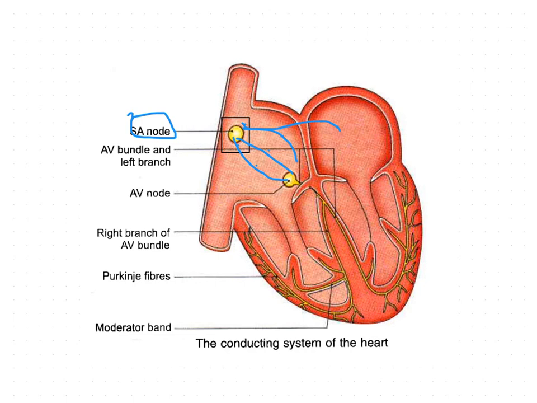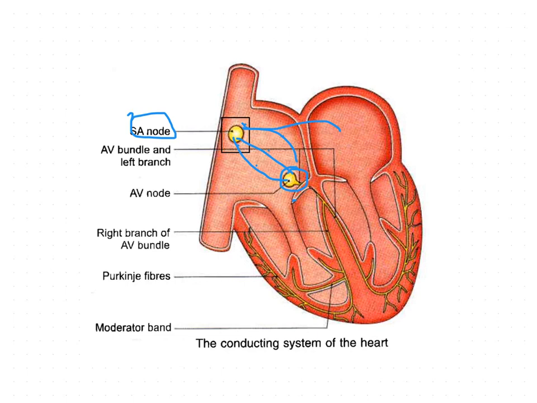Next, coming to the atrioventricular node, the AV node. It is smaller than the SA node and it is situated in the lower and dorsal part of the right atrium, the atrial septum, above the opening of the coronary sinus. This AV node is capable of generating impulses at a rate of about 40 to 60 beats per minute.